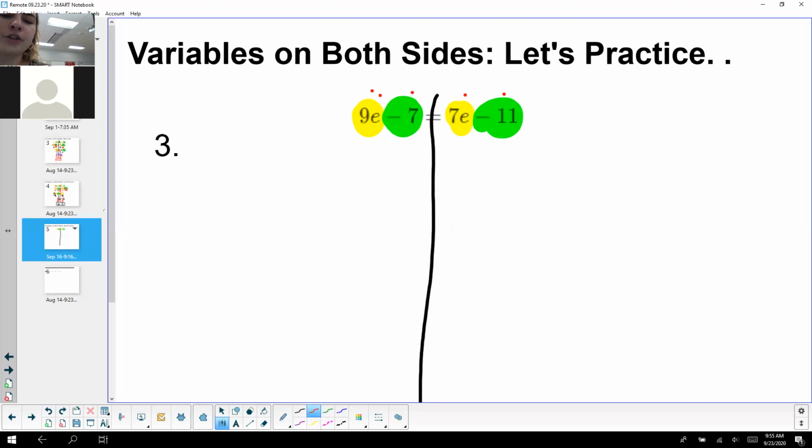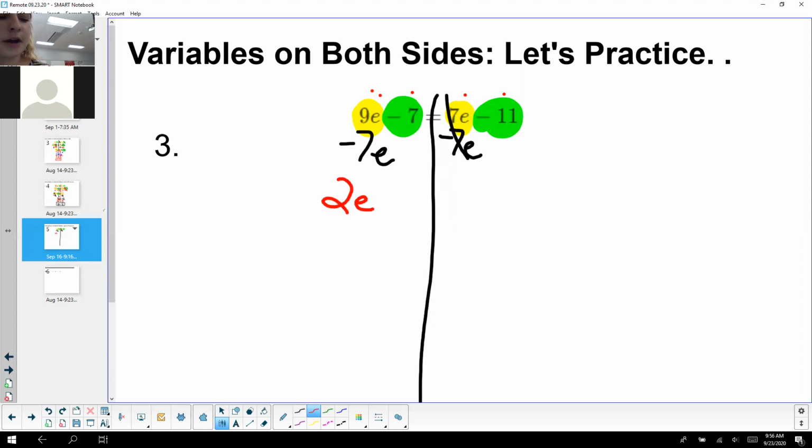I want to look at which variable term is smaller, 9e or 7e. 7e is going to be smaller than 9e because 7 is smaller than 9. So because this is a positive term, that's a positive 7e, I can move that to the other side by subtracting 7e from both sides.